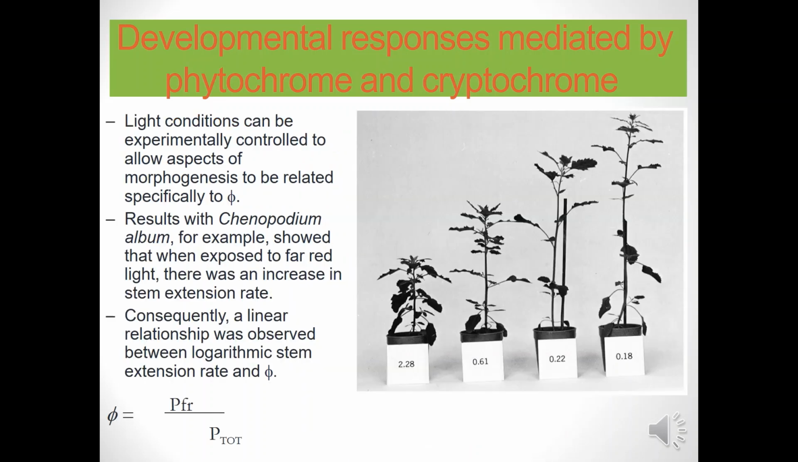This slide shows you the growth of the plant in response to light conditions, controlled by the ratio of PR and PFR. The picture shows Chenopodium album, a plant species that is exposed to far-red light, and its stem extension increases. As a conclusion, there is a linear relationship with the PFR and PR ratio.